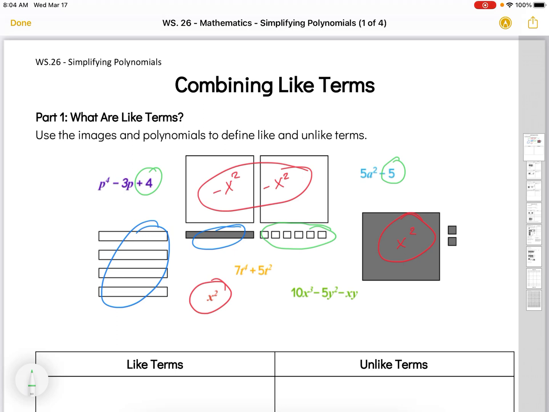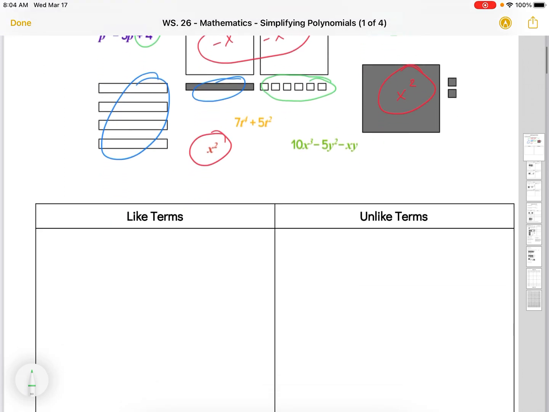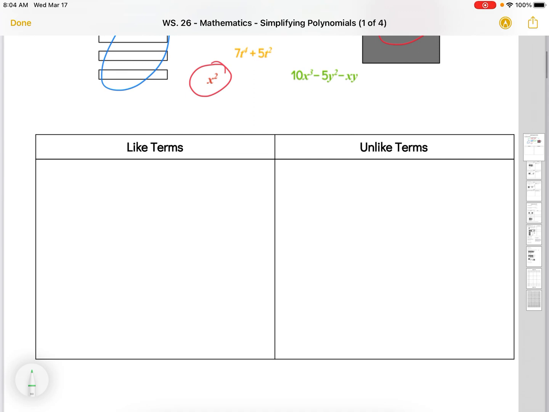With the other variable strips, it's hard to compare because these are all different variables. I think they made a mistake on this sheet. I think they should actually be all x's. It would be easier to compare. So we're going to just disregard this top part, because it's not very useful. But we're going to talk about what makes like and unlike terms.